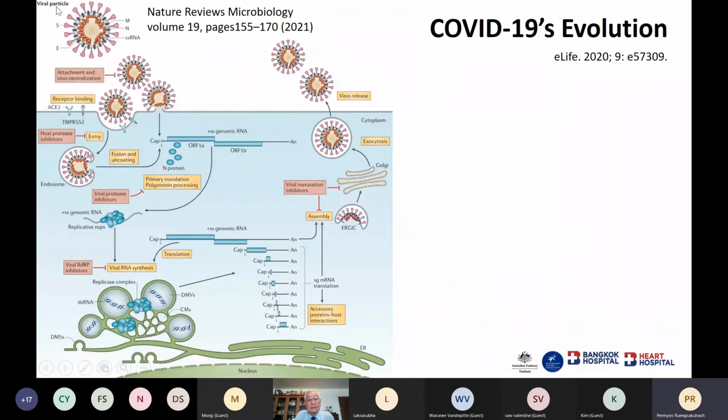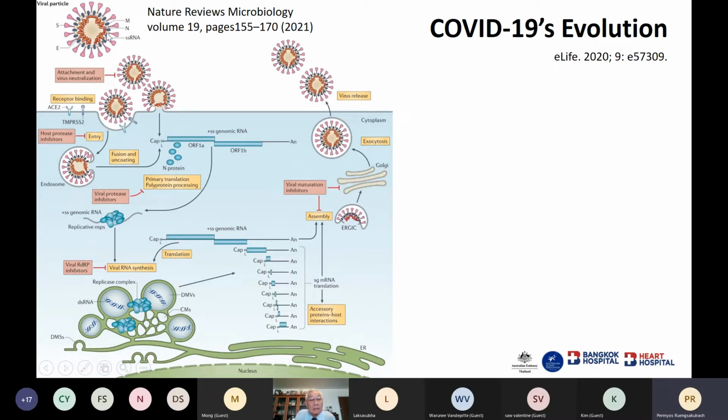You can see now here, this is a viral particle, okay? The complete viral particle has proteins, the S protein or spike. This is the target for the vaccine to produce antibody. M is membrane, N is nucleocapsid, and there is single strand RNA, okay? And this is the envelope.